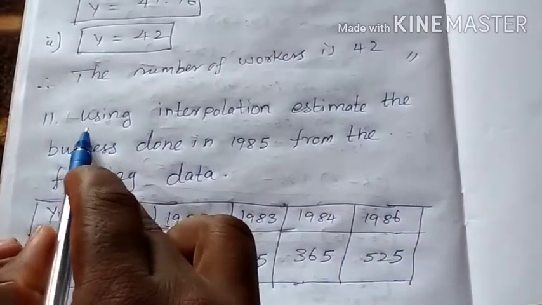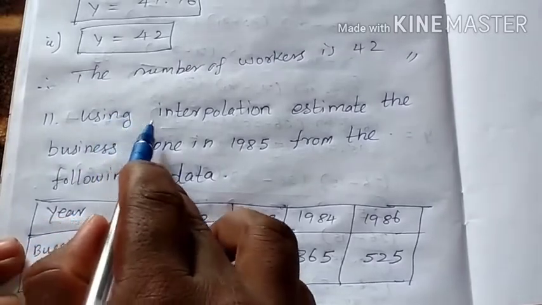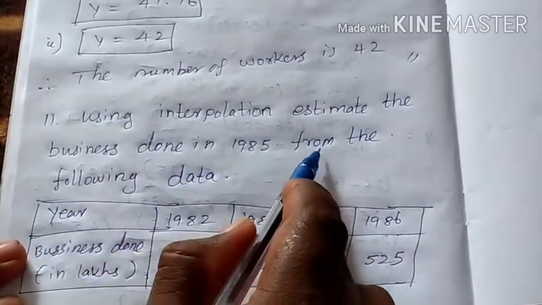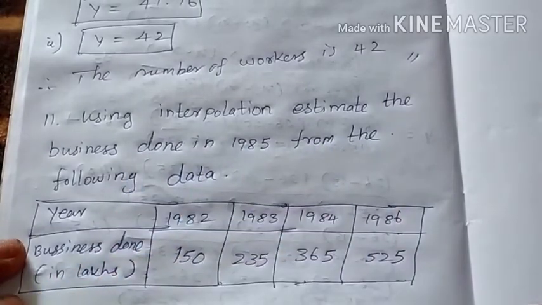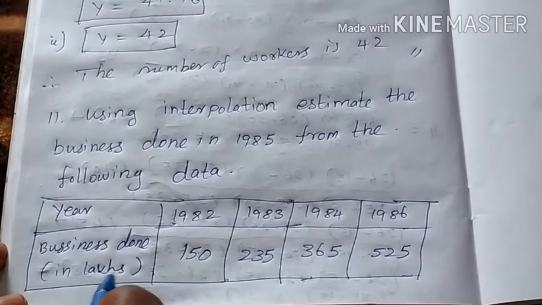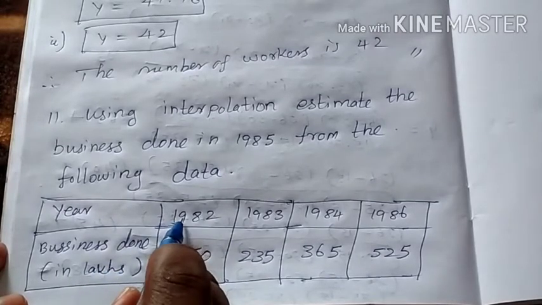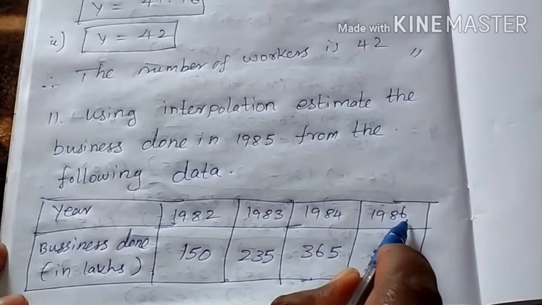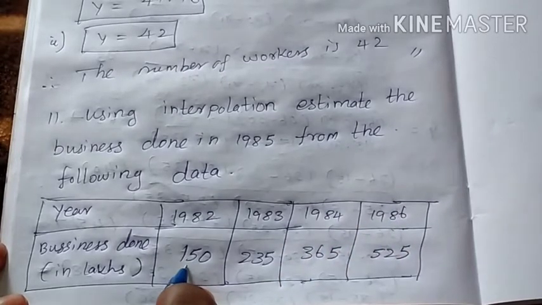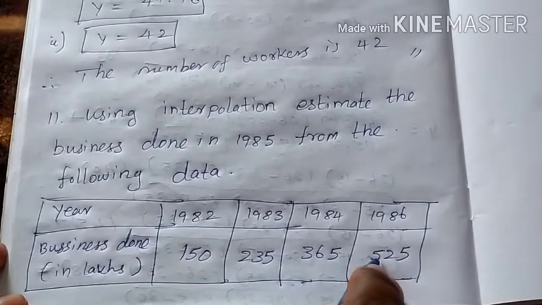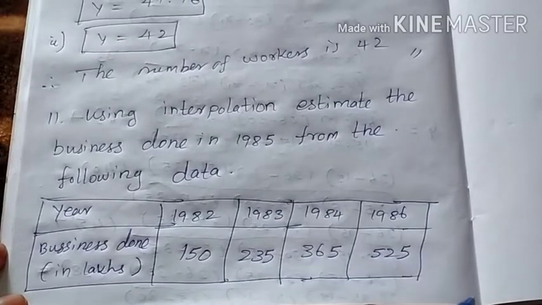Okay, next, the 11th question. Using interpolation, estimate the business done in 1985 from the following data. The year and business done in lakhs are given. The years are 1982, 1983, 1984, 1986. The business amounts are 150 lakhs, 235 lakhs, 365 lakhs, and 525 lakhs.